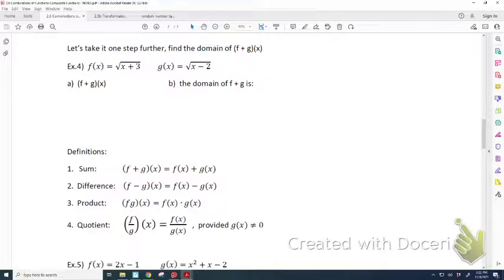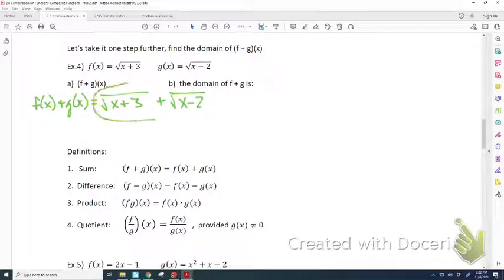It looks difficult, but I promise it's easy. So same process. I add the 2 functions. F of x plus g of x is square root of x plus 3 plus square root of x minus 2. I go to add like terms, and I realize I'm done. Nothing to do. I don't know what the square root of that first one is, or the square root of the next is. I can't combine them. Those are unlike terms.